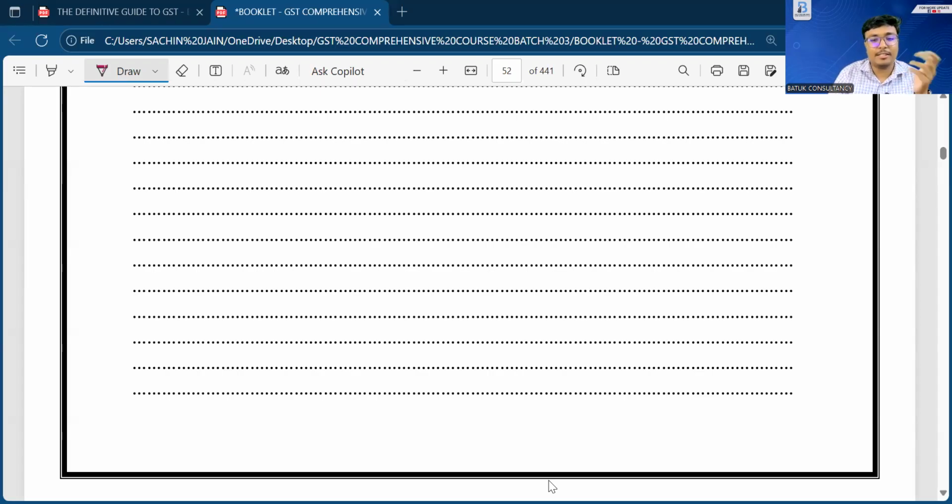If you have claimed any excess input tax credit during the previous financial year, you can reverse it during the current financial year, definitely.